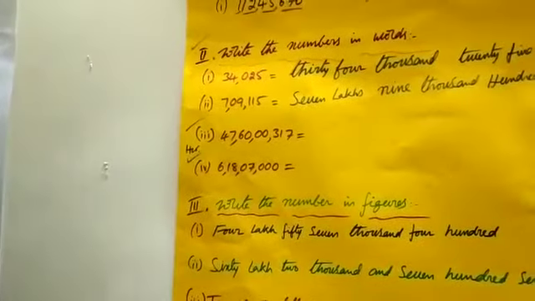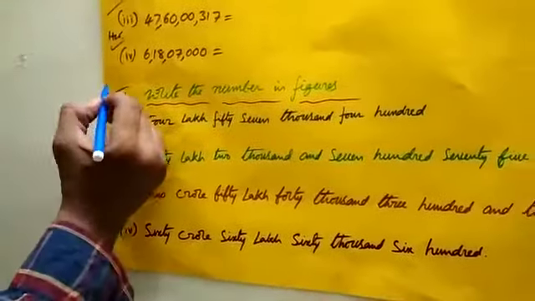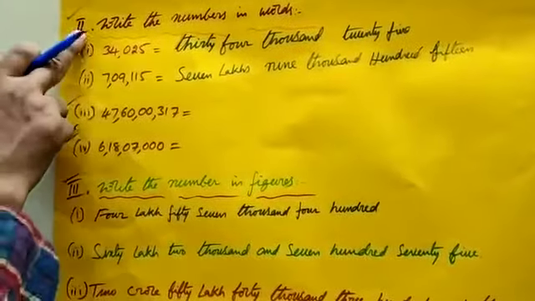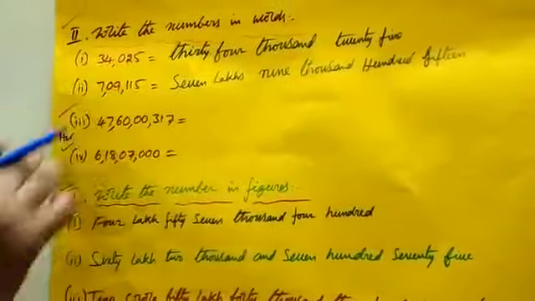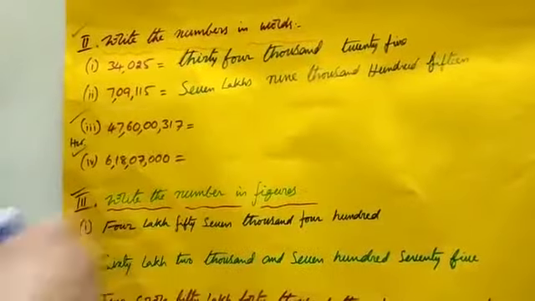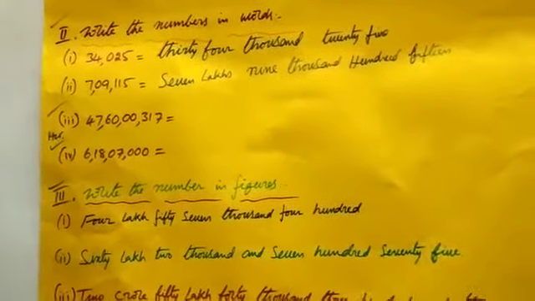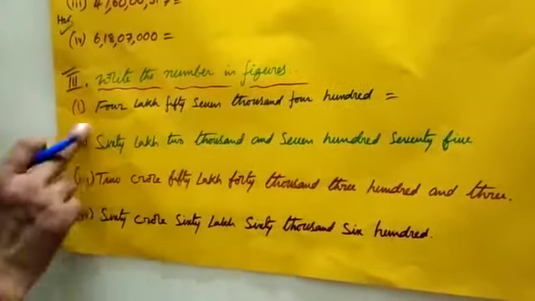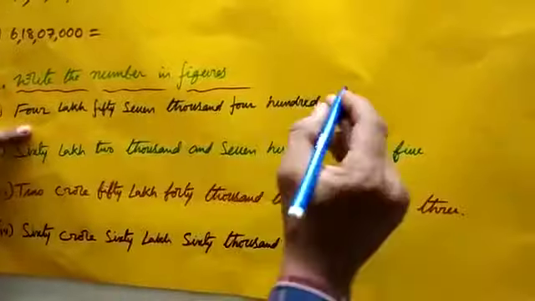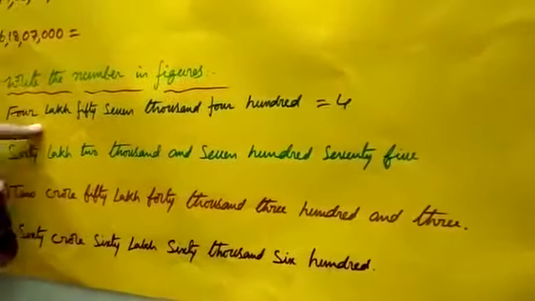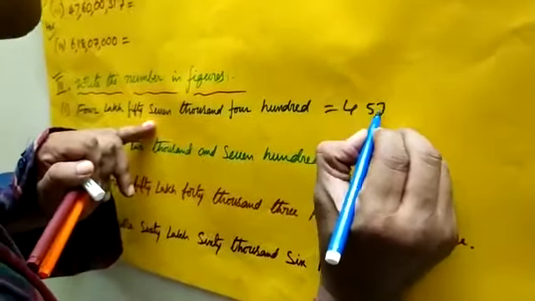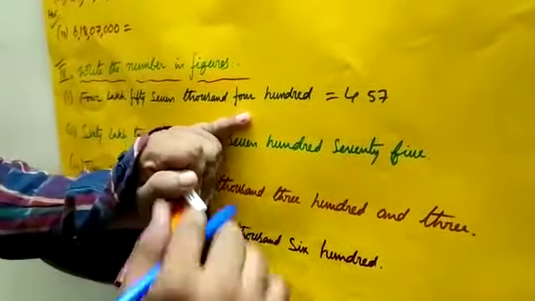This is your part. Go to the third one. Same, the quite opposite of the second. What is the second? Write the numbers in words. What is the third? Write the numbers in figures. See here, read carefully. 4 lakhs 57,000; 4 lakhs 15,000; 4 lakhs 57,400.